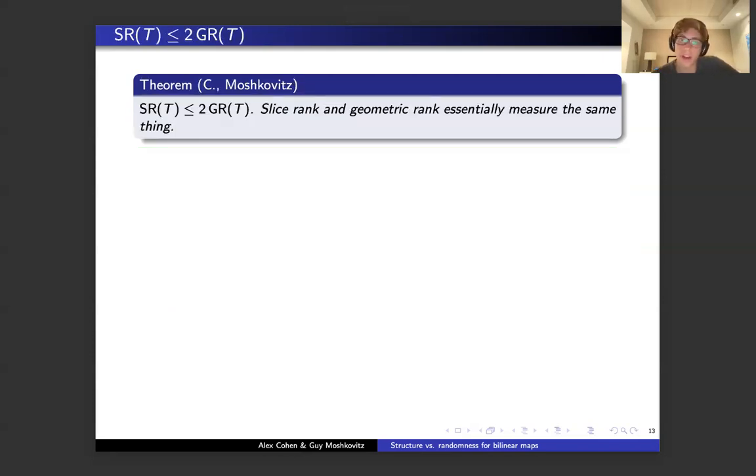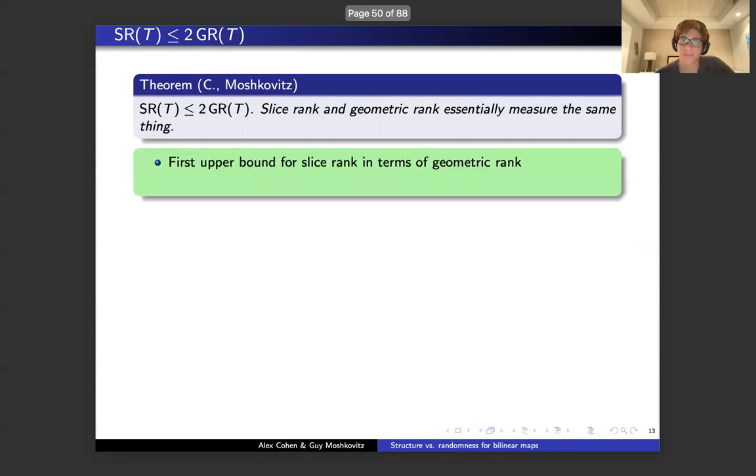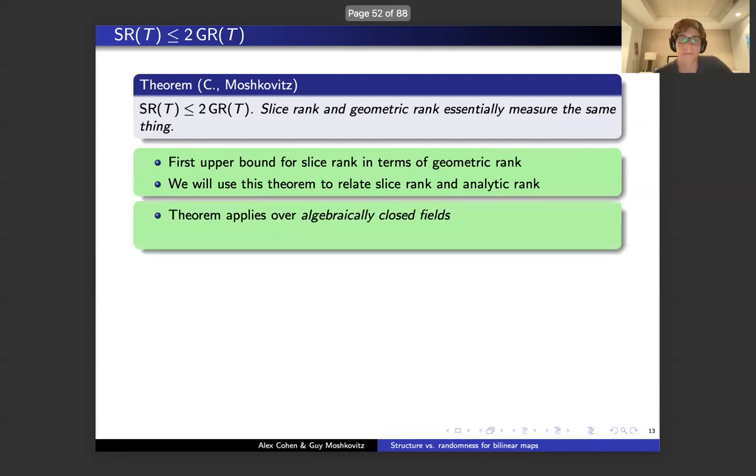So the first thing I want to talk about, which we proved, is that the slice rank is less than or equal to twice the geometric rank. Or in other words, the slice rank and geometric rank essentially measure the same underlying quantity. This is the first upper bound for slice rank in terms of geometric rank. And we're going to use this theorem as a tool in order to relate slice rank to analytic rank, which is the third notion of rank I'm going to talk about in a moment.